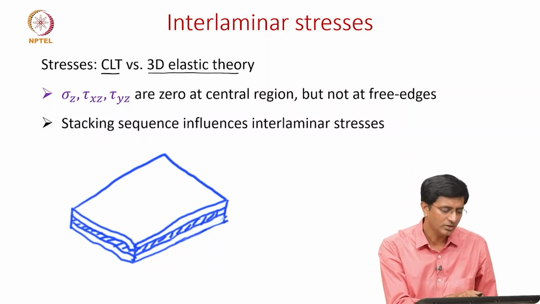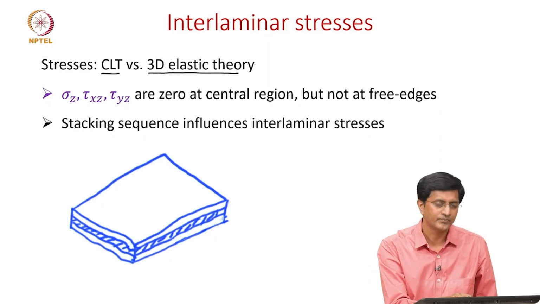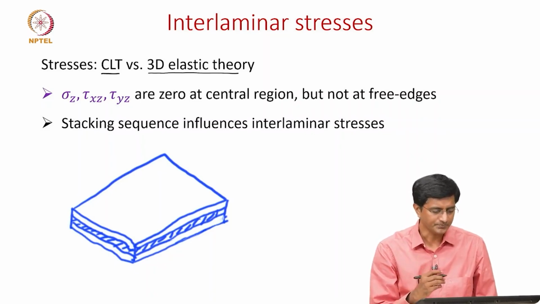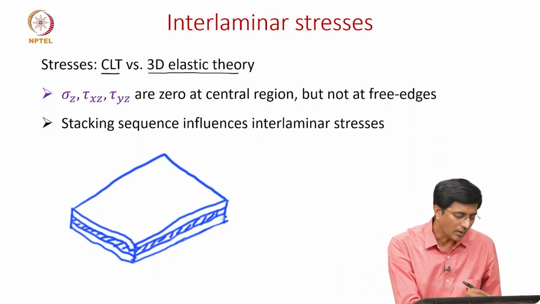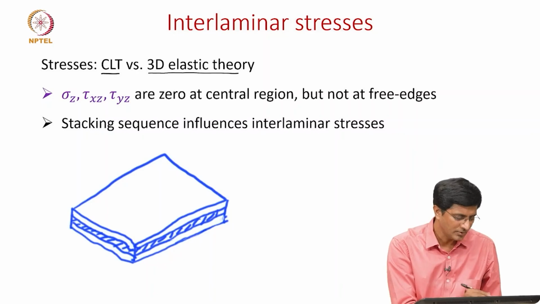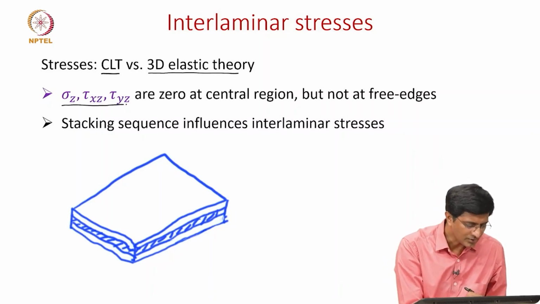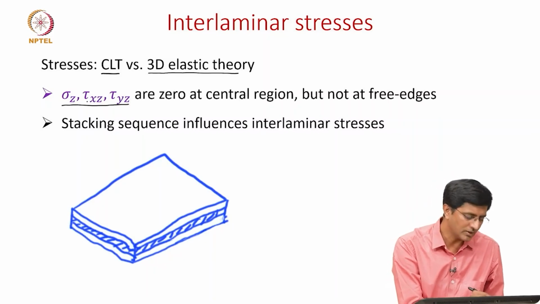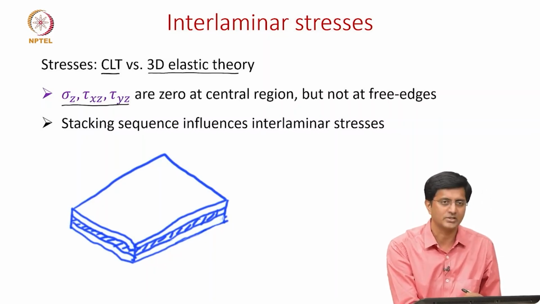We can verify if we know the 3D stresses coming from either elasticity theory, or one can also do a finite element analysis using 3D elements, so we capture the stresses in a 3D fashion. Once this comparison is done, there are some very salient points one has observed. The first thing is focusing on these stresses. What are these? These are the out of plane stresses, sigma z, tau xz, and tau yz.